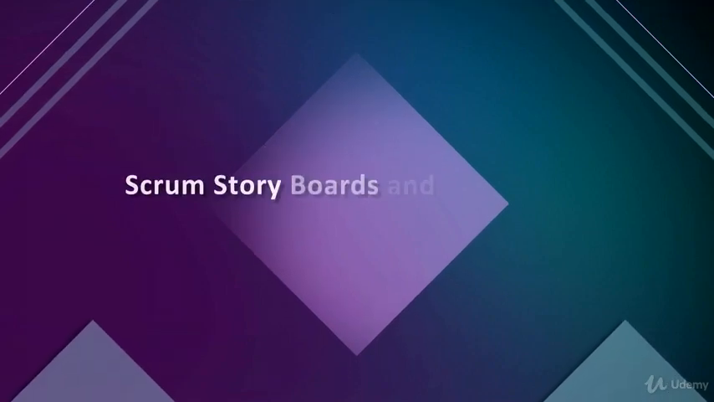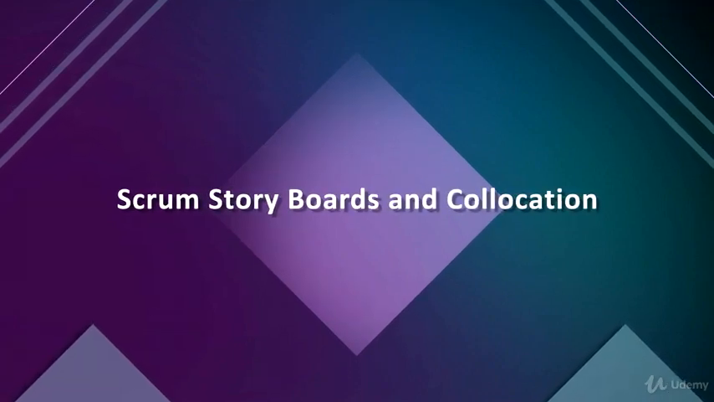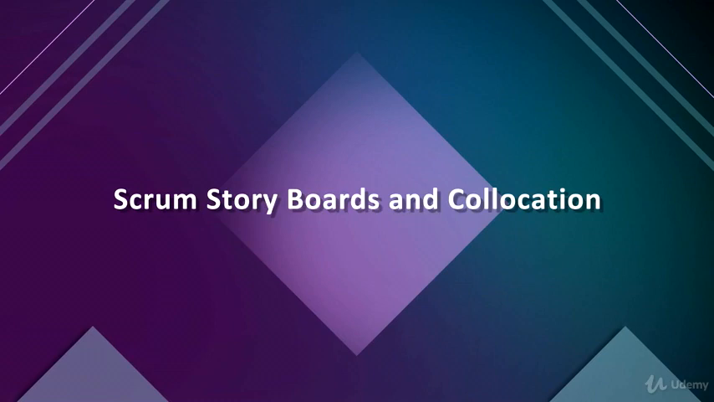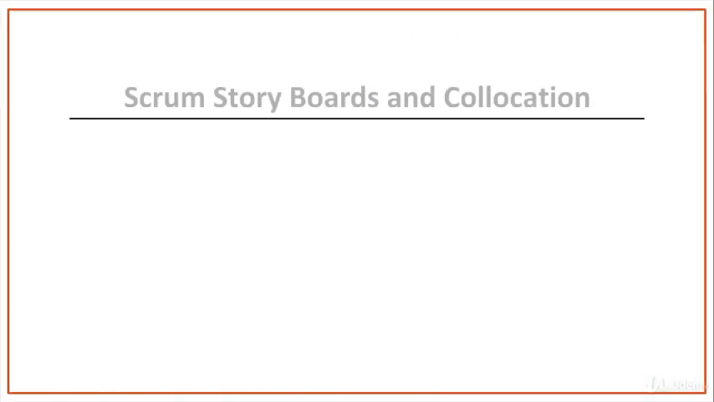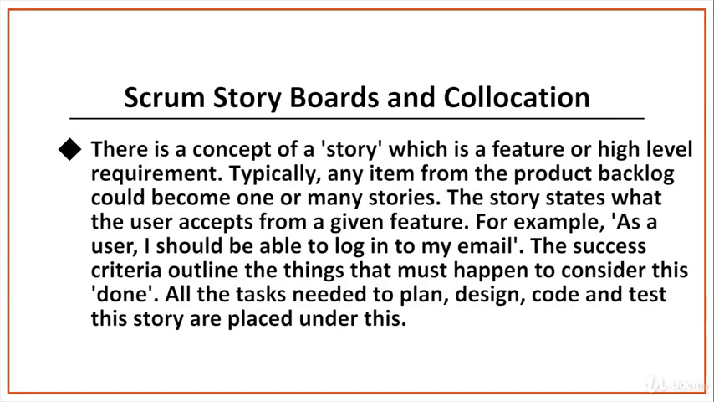We then talk about Scrum storyboards and co-location. The storyboard, used to portray the sprint backlog, is another mainstay of the Scrum process. This is a physical board in the team area, which could be part of a wall or several walls as needed. There is a concept of a story, which is a feature or high-level requirement. Typically, any item from the product backlog could become one of many stories. A story states what the user expects from a given feature. For example, as a user, I should be able to log into my email. The success criteria outline the things that must happen to consider this done. All the tasks needed to plan, design, code, and test this story are placed under this.